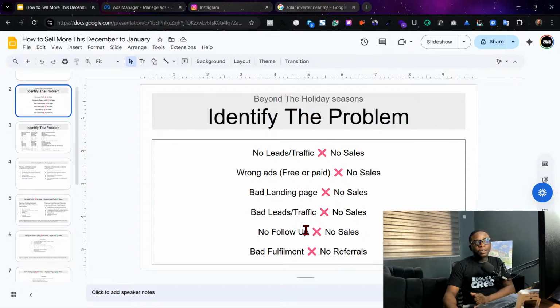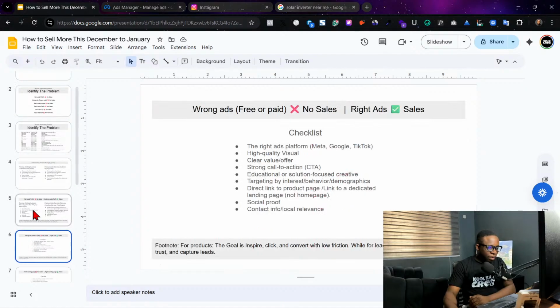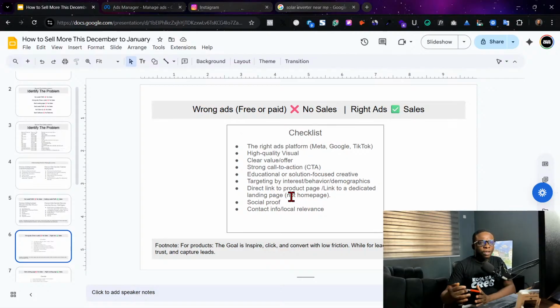Then once you get the right persons, some persons may not pay immediately. You have to follow up. Then when you follow up and the person pays, you have to fulfill. If you don't fulfill, you would not get that person back again. You see that this is almost like a funnel. So now let's get back to the second one, wrong ads. Wrong ads is usually one of the first things, putting yourself out there.